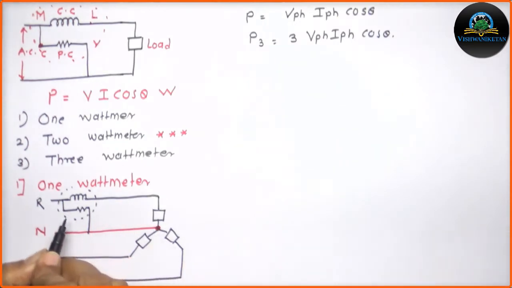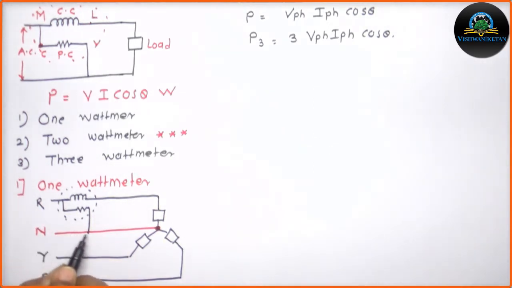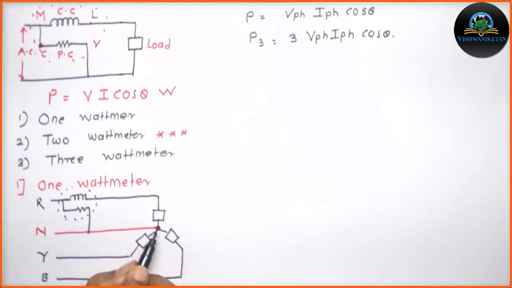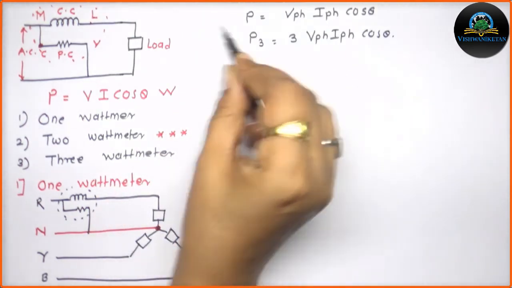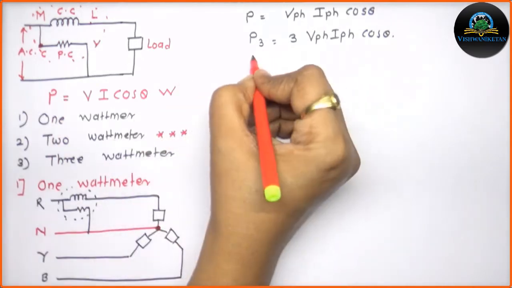Now the advantage of this particular method is that we are using only one wattmeter, but at the same time it is very difficult to trace this neutral. Now this difficulty can be overcome by using the 2 wattmeter method. Now the 2 wattmeter method we will explain in brief. So now the second one will be the 2 wattmeter method.